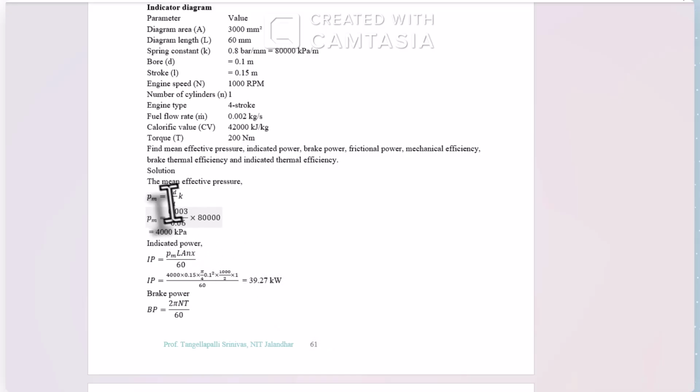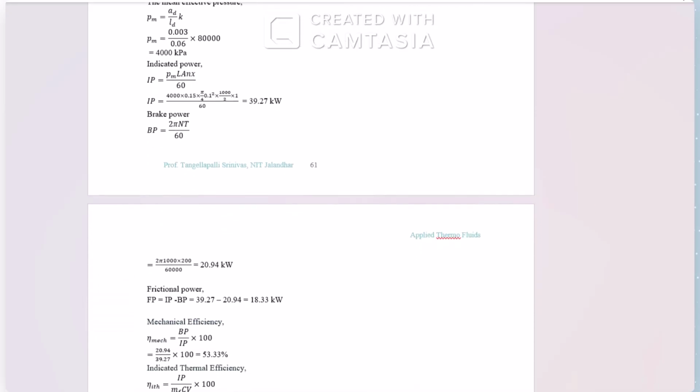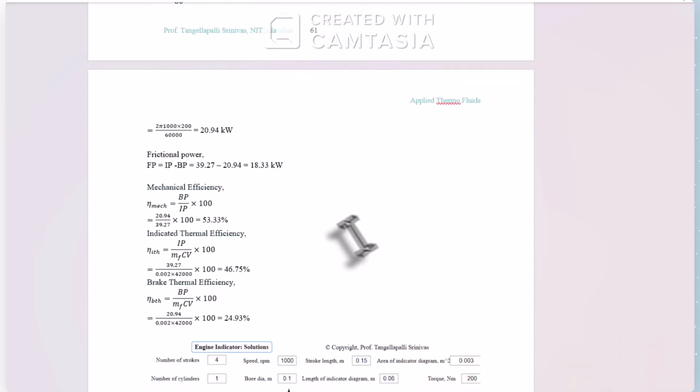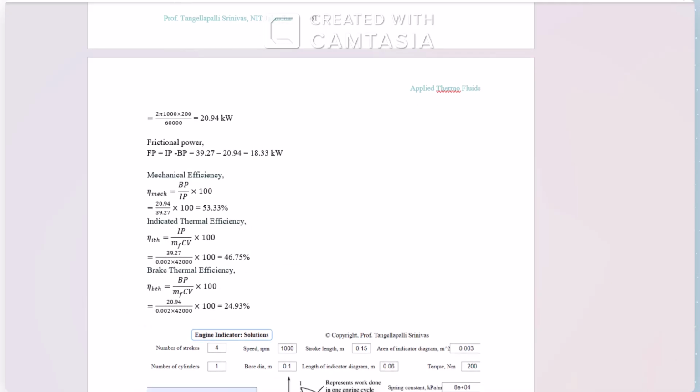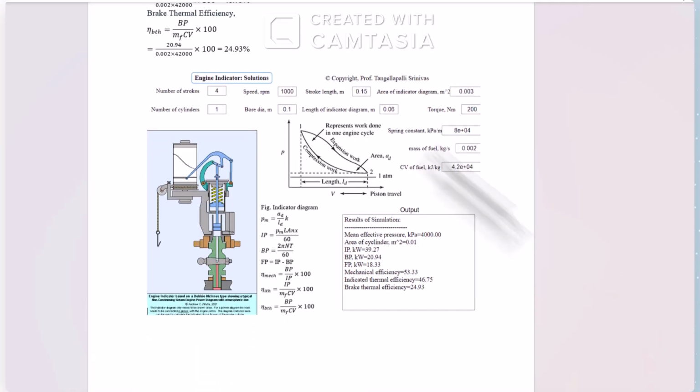So this summarizes the solutions of finding the mean effective pressure, indicated power, and brake power. Brake power is calculated, and frictional power is calculated as the difference between IP and BP. Similarly, mechanical efficiency, indicated thermal efficiency, and brake thermal efficiency have been calculated. This is a display of a digital tool, that's apps. Apps have been developed and used to get the solutions.